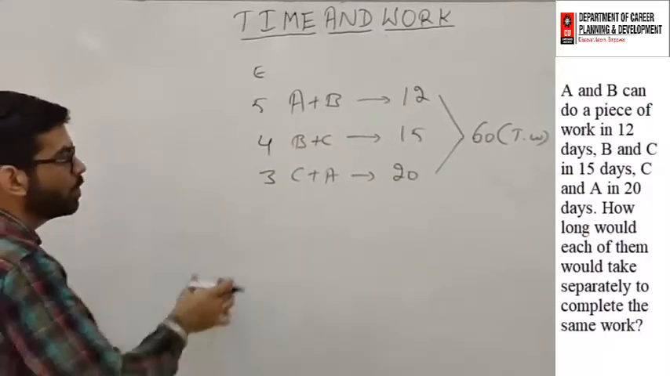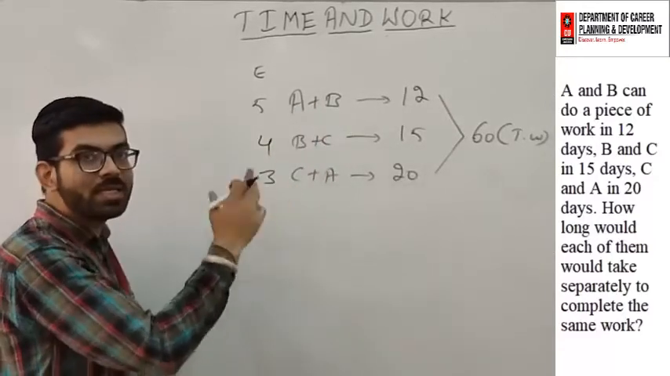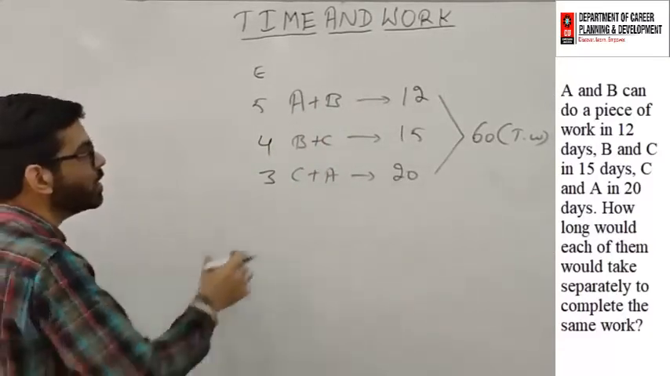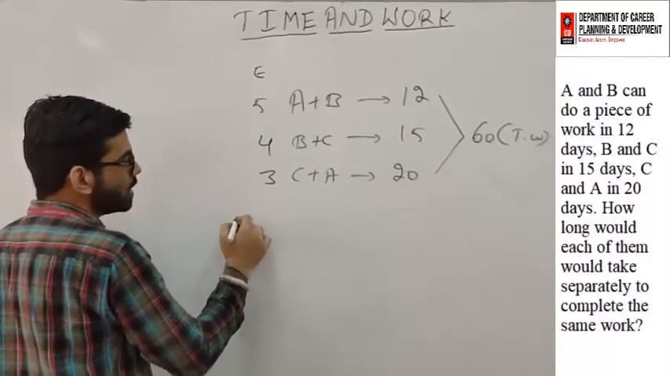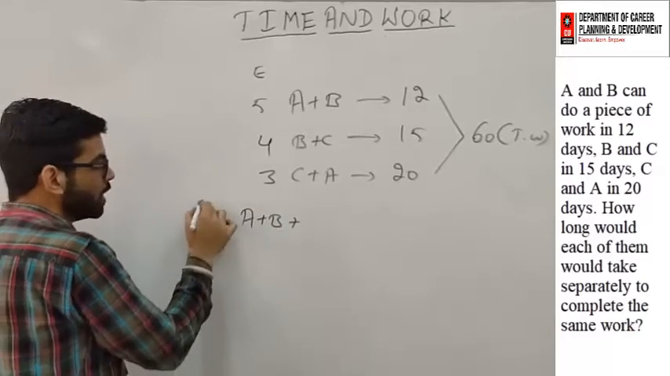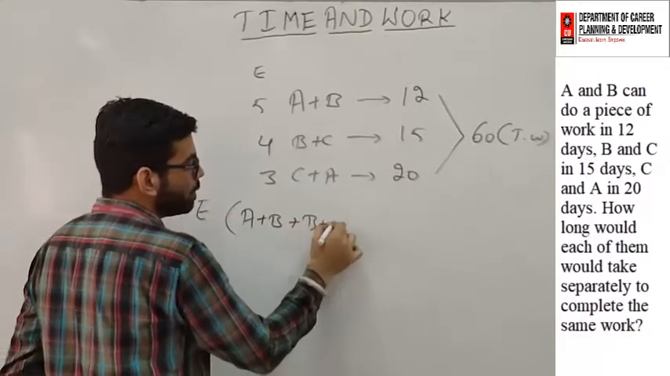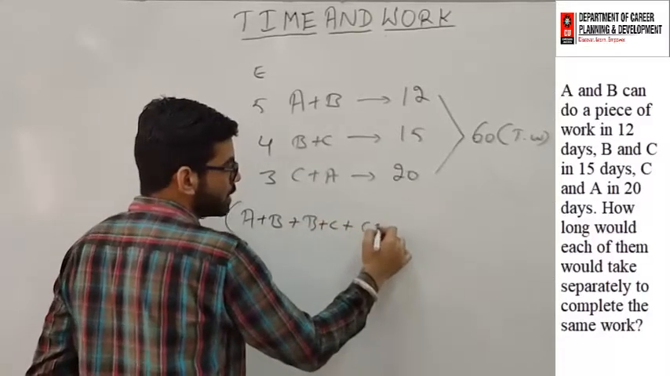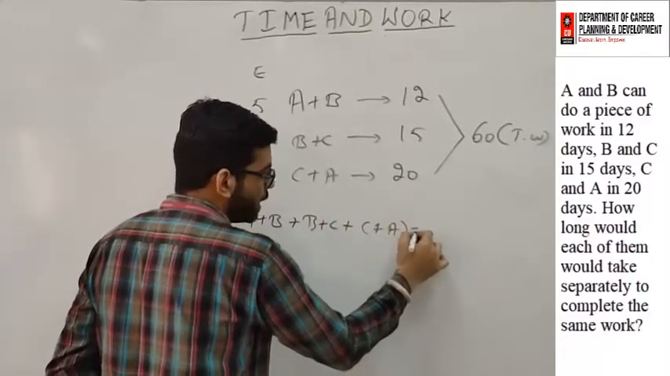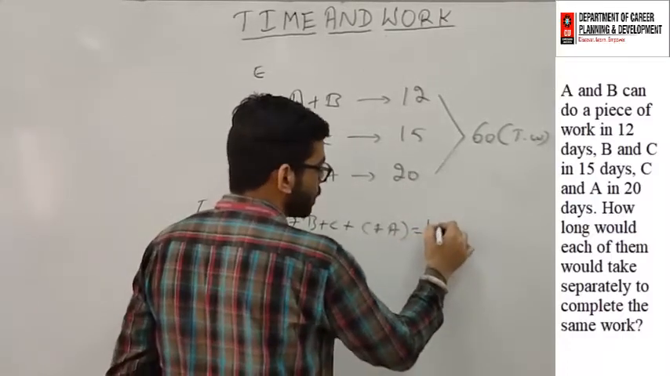Next part says that we have to calculate the efficiency of A individually, B individually and C individually. So how will you calculate that? Let's add the efficiencies of all these, that is A plus B, B plus C, and C plus A. Its value comes out to be 5 plus 4 plus 3, which is 12.